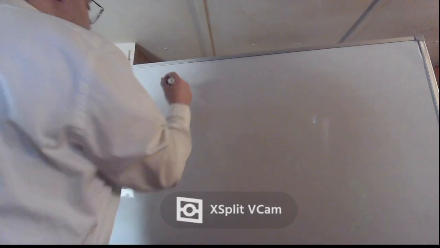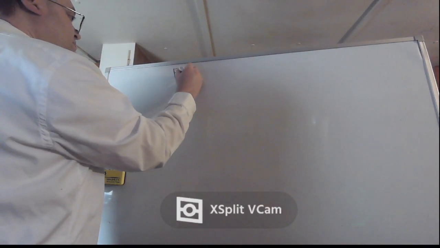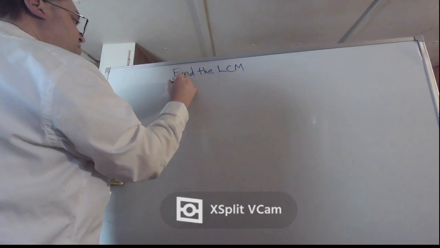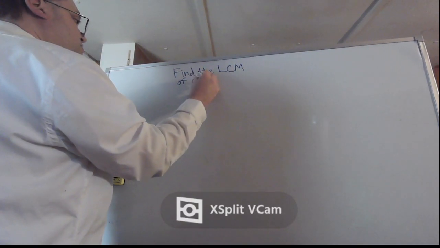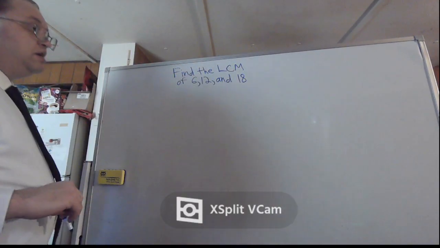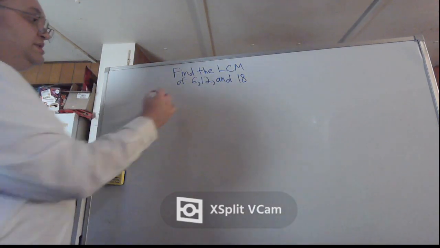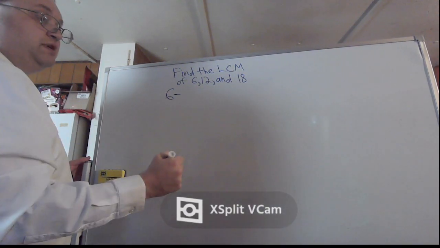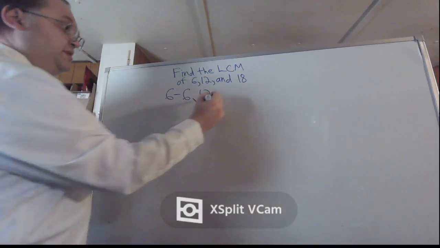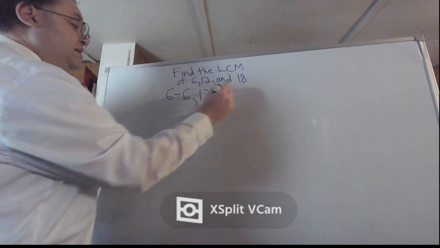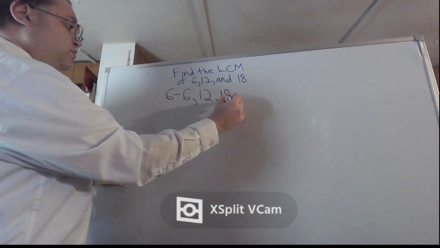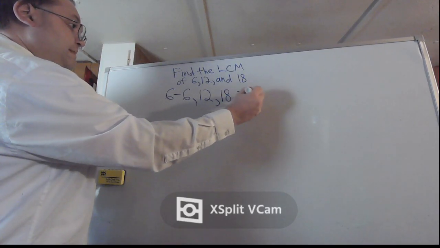Let's do 3 numbers. Find the least common multiple of 6, 12, and 18. Alright, so we're asked to find it for 3 numbers. So let's start with 6. 6 times 1 is 6. 6 times 2 is 12. 6 times 3 is 18. And we could keep going. And let's do one more. 6 times 4 is 24.